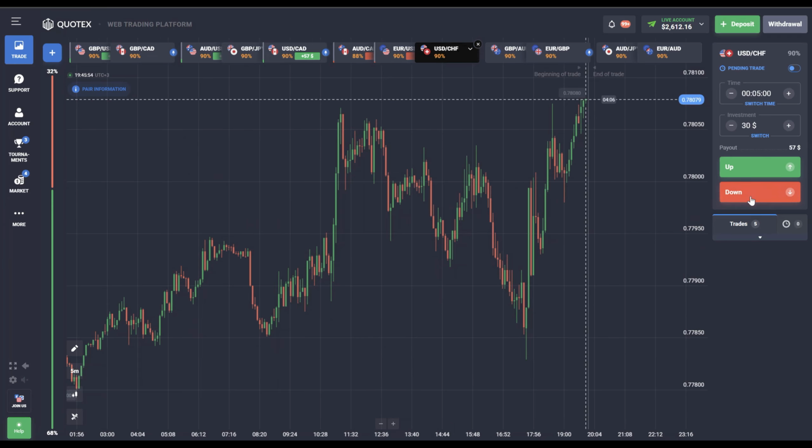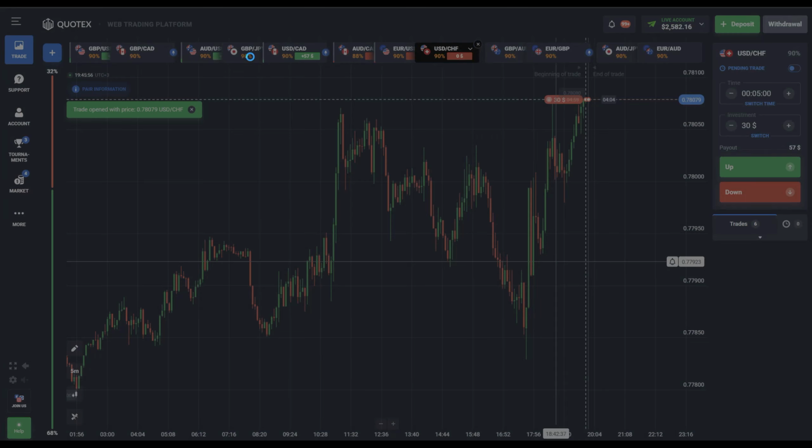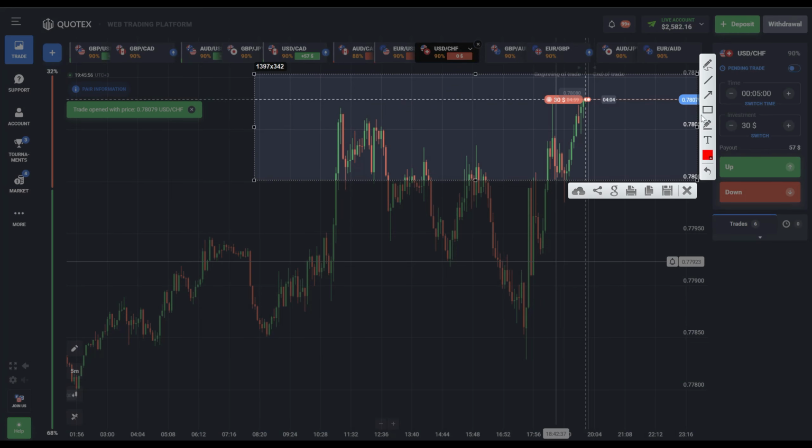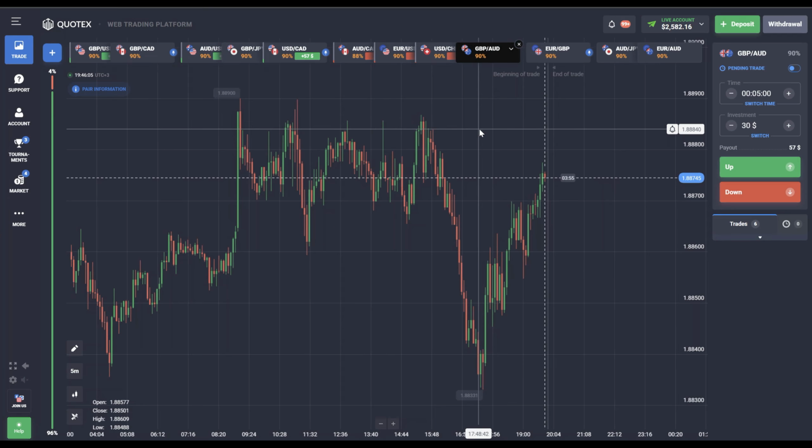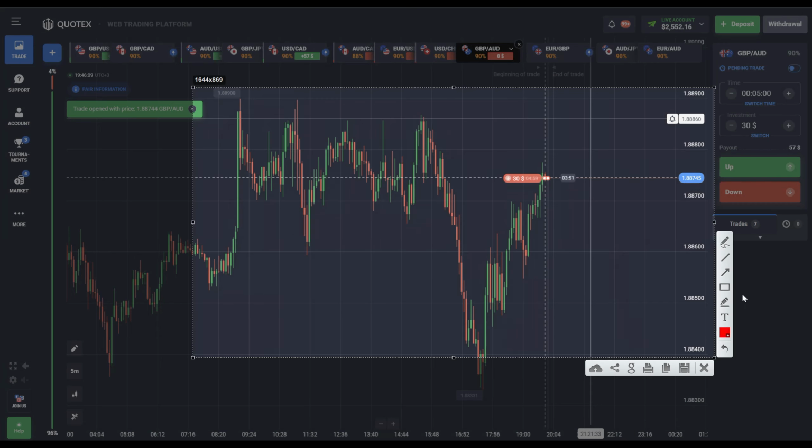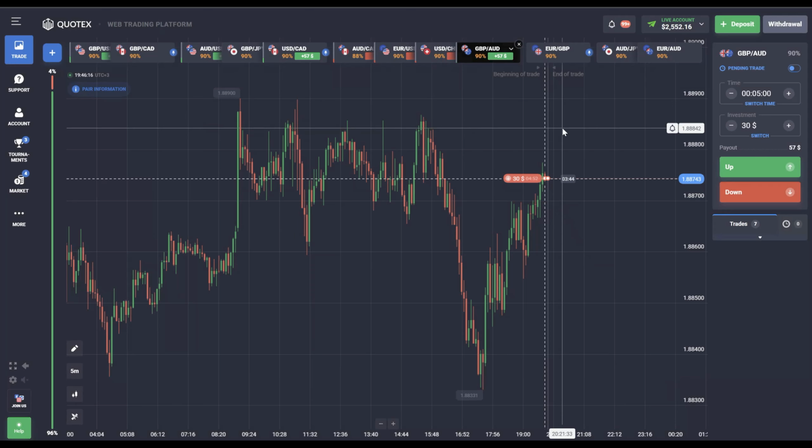Dollar Swiss franc, I'm opening for a decrease. We have a local area of maximum resistance, so we'll wait for the price to experience a downward correction. For the British pound against the Australian dollar, let's open a position here too. We previously had a sideways channel, and roughly from the lower border of this sideways channel, I'm opening the trade.